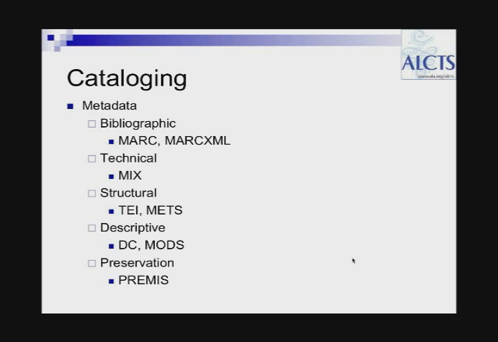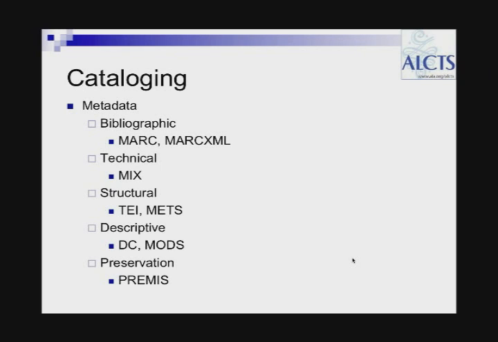Cataloging we're going to use as a broad term, and by that I'm going to talk about metadata. I've got some different types of metadata here. Bibliographic metadata, which you're probably very familiar with in the form of MARC. MARC XML is another way to express MARC.